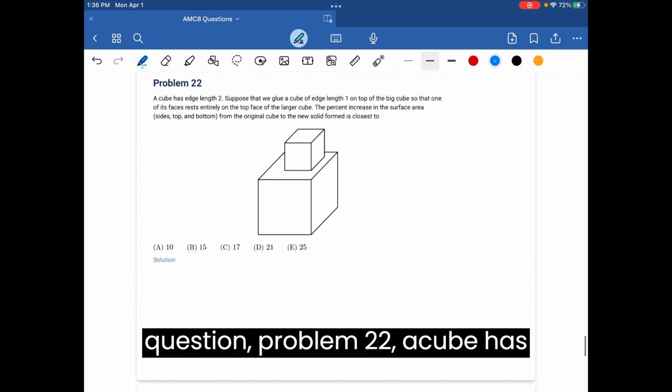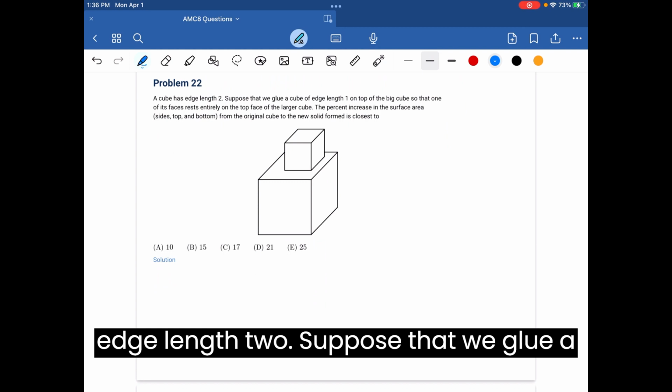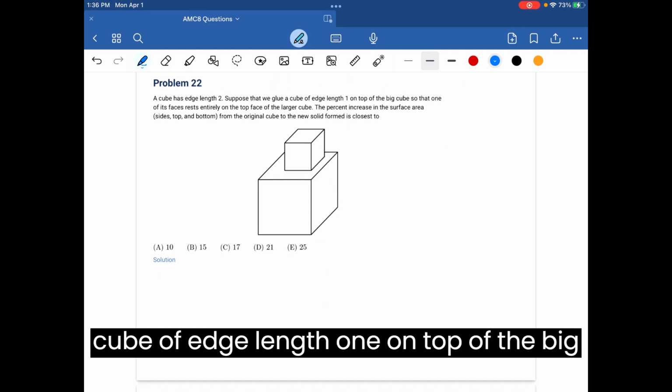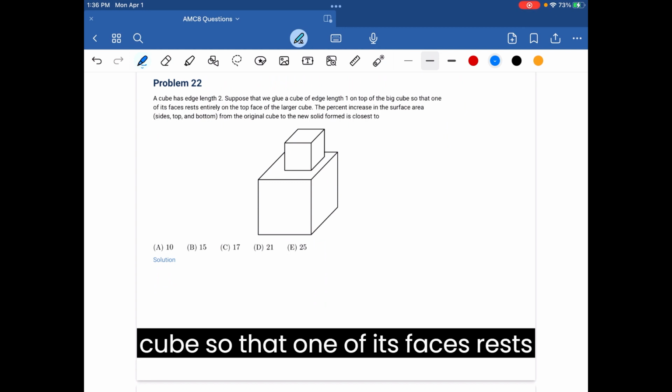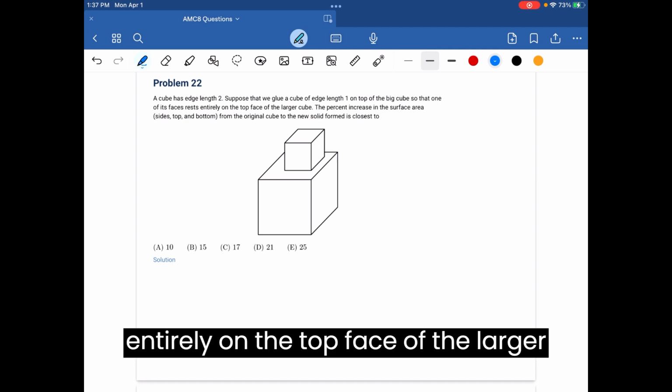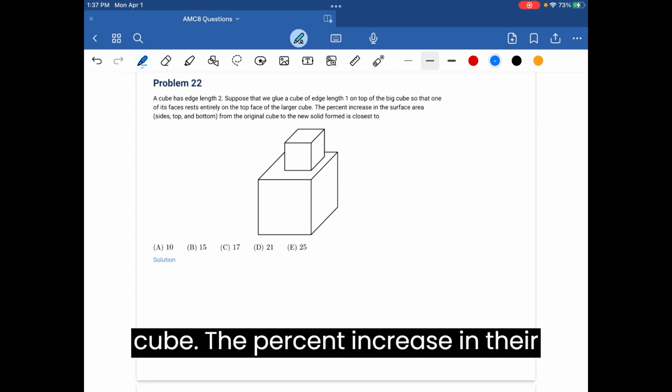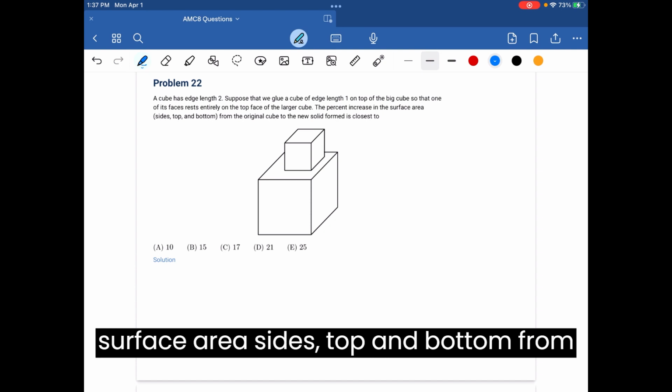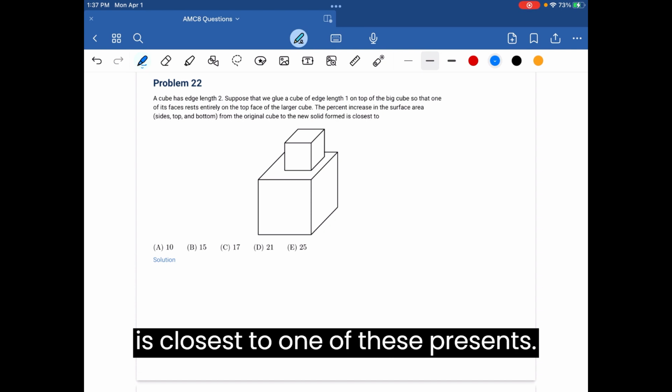Problem 22. A cube has edge length 2. Suppose that we glue a cube of edge length 1 on top of the big cube so that one of its faces rests entirely on the top face of the larger cube. The percent increase in their surface area, sides, top, and bottom, from the original cube to the new solid form is closest to one of these percents.